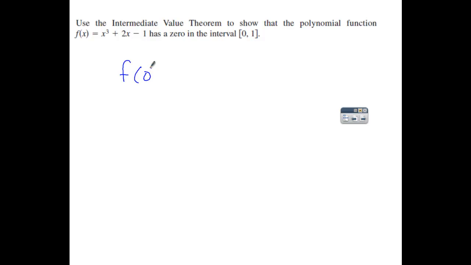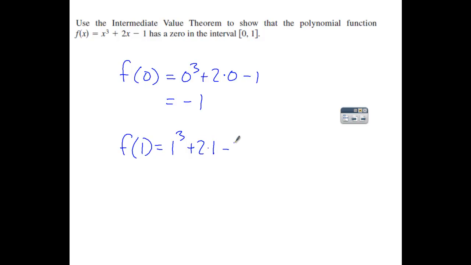find f of 0. f of 0 is equal to 0 cubed plus 2 times 0 minus 1, which is equal to negative 1. And then I'm going to find f of 1, which is 1 cubed plus 2 times 1 minus 1. It's 1 plus 2 minus 1, or 2. Okay, so now I have a negative. f of 0 is negative. f of 1 is positive. Therefore, by the intermediate value theorem, there has to be a 0 between 0 and 1.